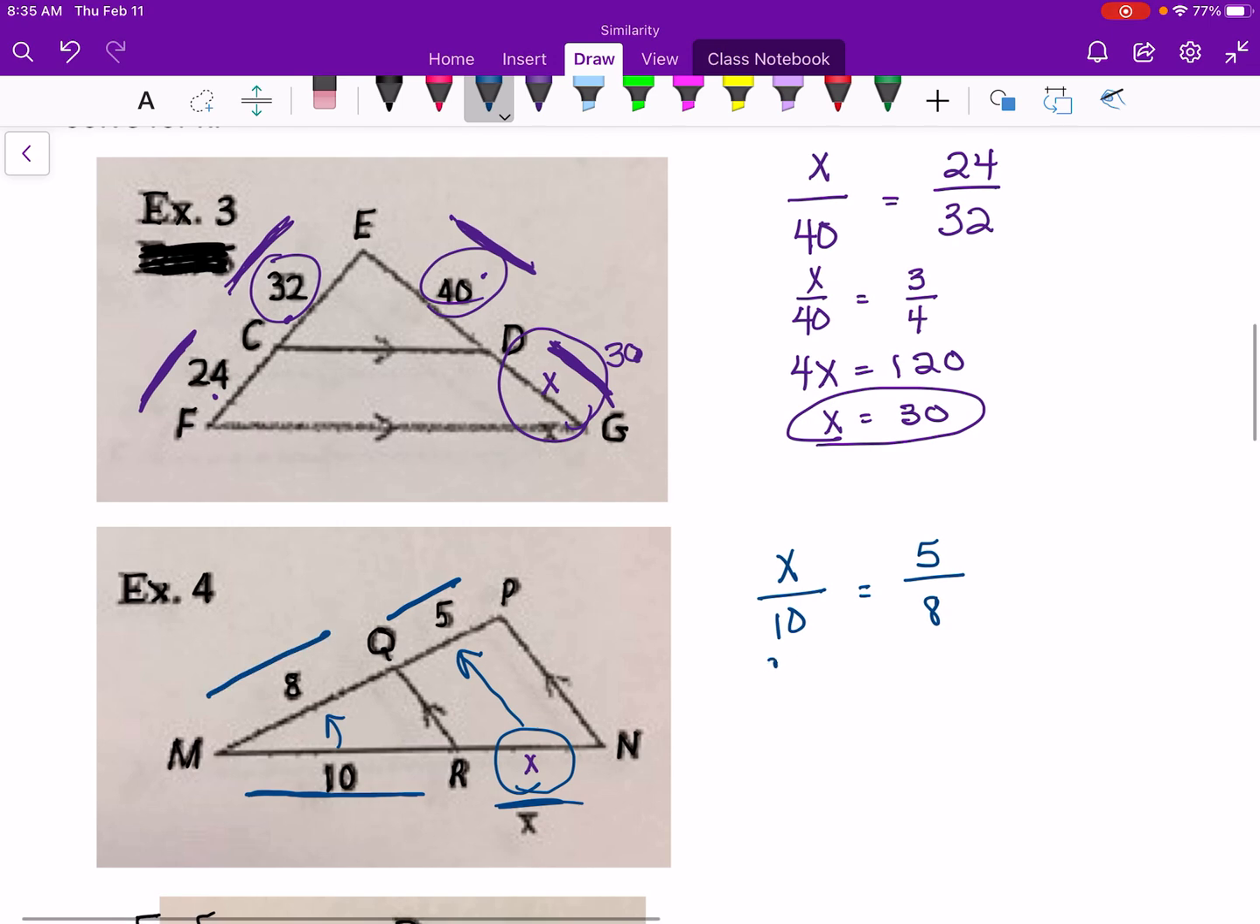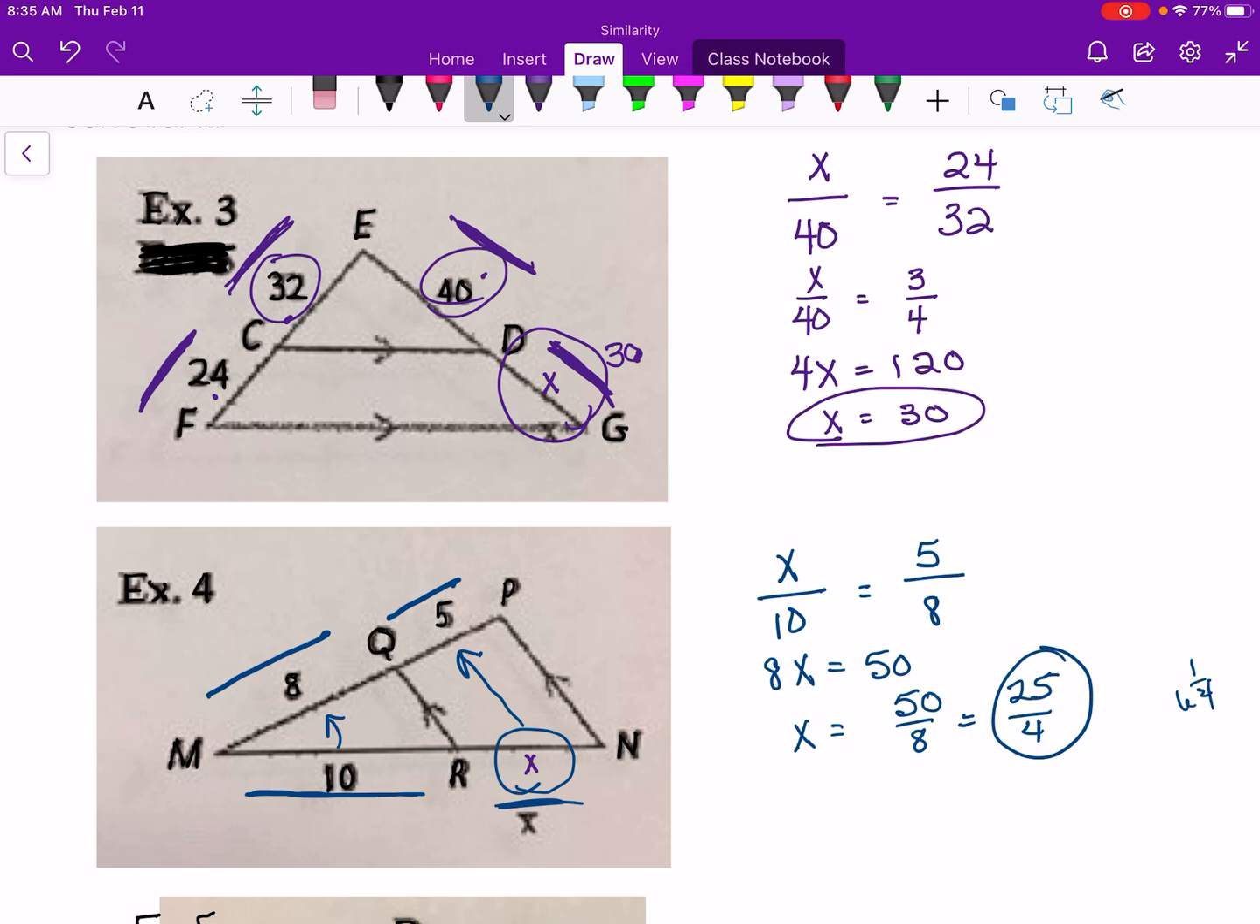Cross multiply, 8x equals 50. Divide both sides by 8. So that's 50 over 8. If we divide both of those numbers by 2, we get 25/4. And there's our answer. That is 6 1/4, by the way, for those of you who can't stand improper fractions.